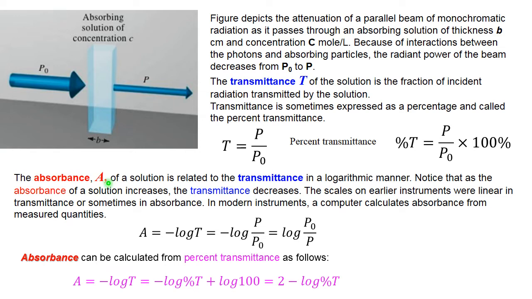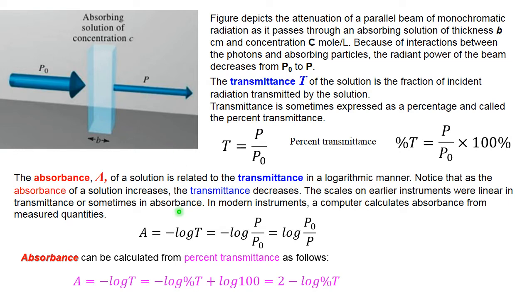Absorbance A of a solution is related to transmittance in a logarithmic manner. Notice that when absorbance increases, transmittance decreases. Less light coming out, larger is absorbance. More light is absorbed, less is coming out.